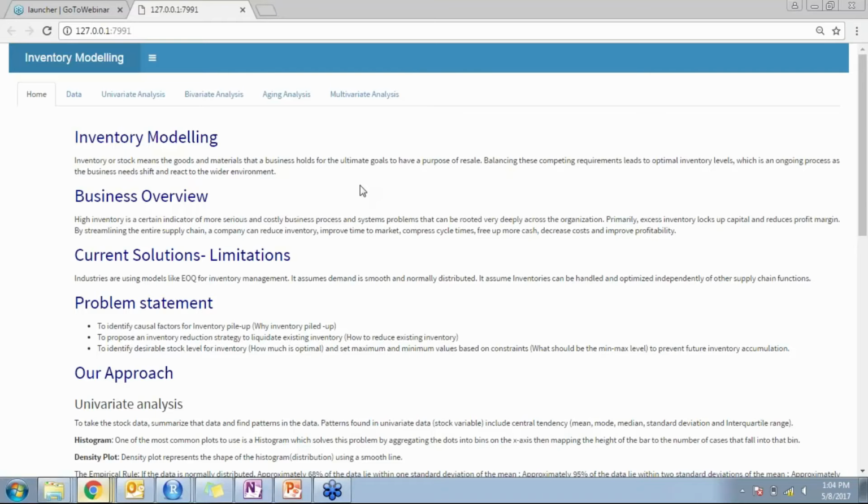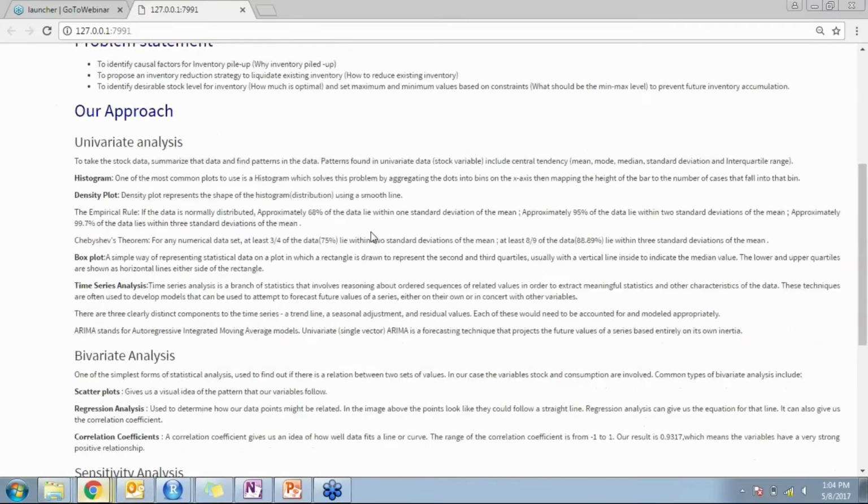Just taking you through our approach, we have a multi-layer approach. We start with an extensive univariate analysis, in which we identify the study variable and the variables that affect it, and we individually study those variables, primarily the study variable here, which is stock piling up or the inventory that we have. We study this variable throughout to find out the patterns in the data, to identify the relation of this data with respect to other variables that we are studying, or the causal factors that we discussed.